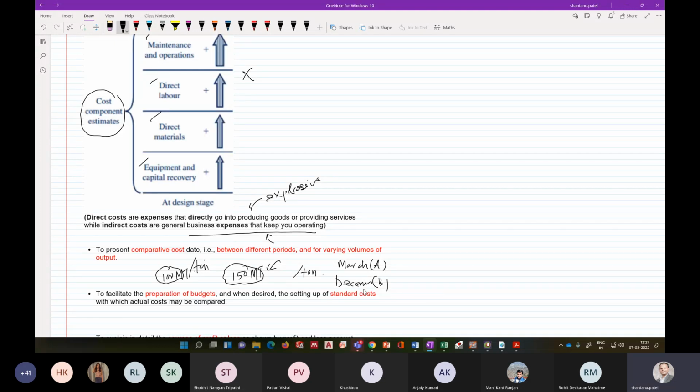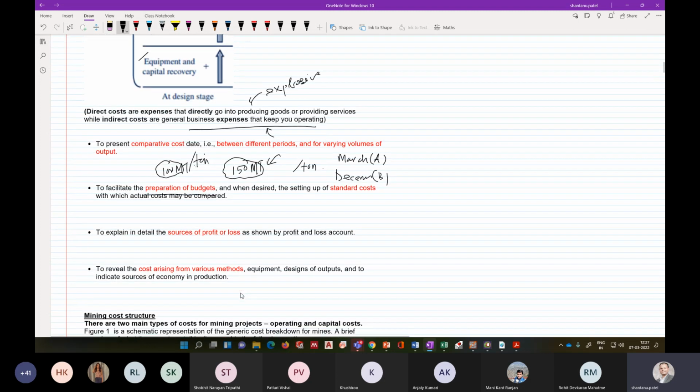Next is to facilitate the preparation of budget, and when desired, the setting of standard cost with which actual cost may be compared, right? Every year you need to prepare your budget, what to spend, what to do. To do those things, you need this costing. Then, to explain in detail the source of profit or loss. If you want to know the source of your profit, or maybe the source of your loss, you can calculate that.